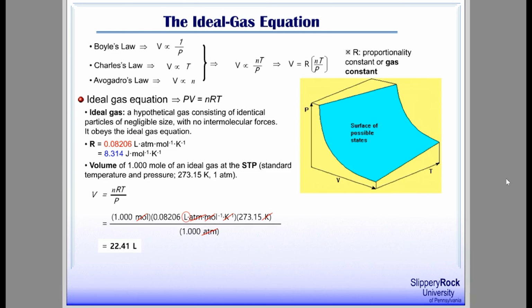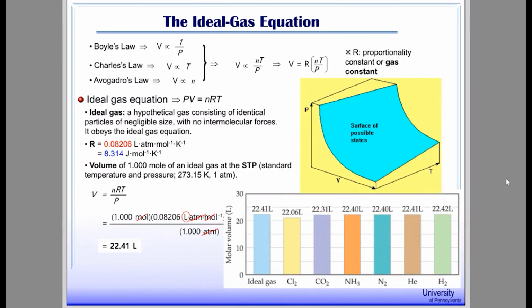22.41 liters. Be aware that you must use the appropriate gas constant in this particular problem, which is 0.08206 liter atm per mole per Kelvin, not 8.314 joule per mole per Kelvin, because the pressure of gas is given with the unit of atm. Interestingly, the volume of 1 mole of ideal gases at STP condition are almost the same. This is one of the characteristics of gases that I mentioned at the beginning of the chapter.